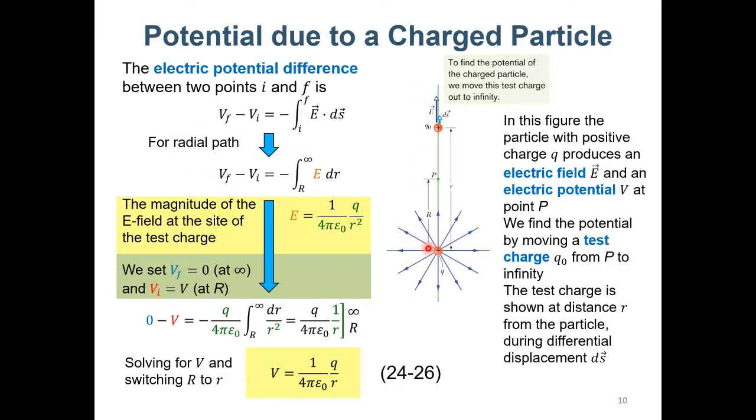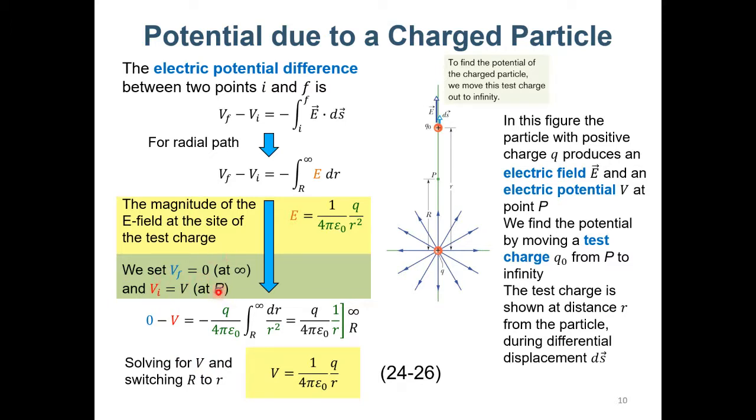For radial path, we can do this integration. For this case, we want to place the particle from infinitely long away to R. R is the distance between Q and the destination of Q0. And actually, as we know, E would be this one: 1 over 4 pi epsilon 0 Q over R square.